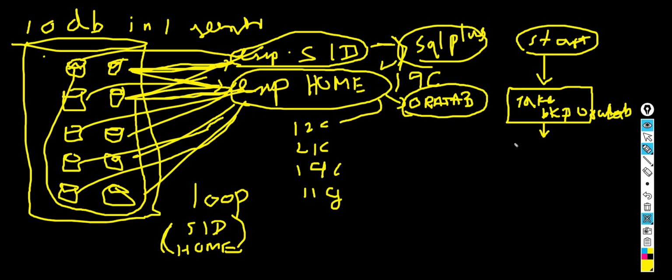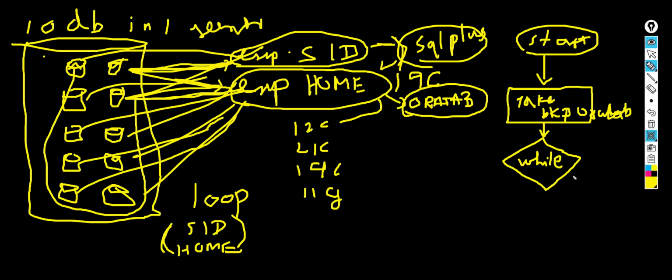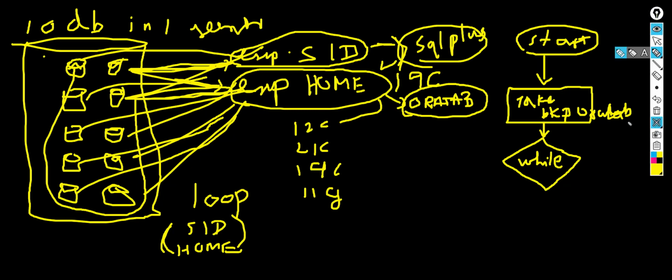Here we will have a loop, either a for loop or a while loop. I will be putting a while loop. What this while loop does is scan for the entries SID and Oracle Home inside the ORATab file.